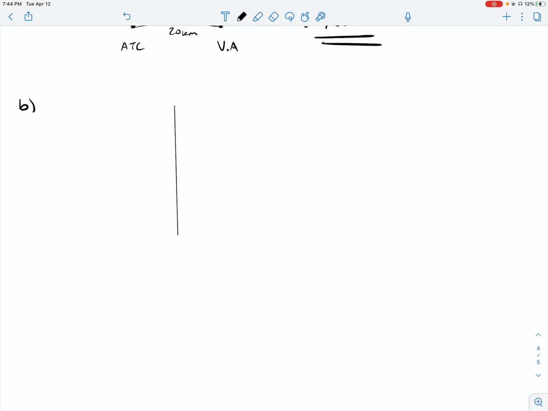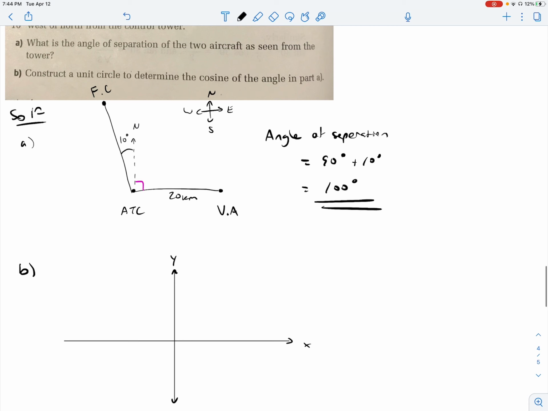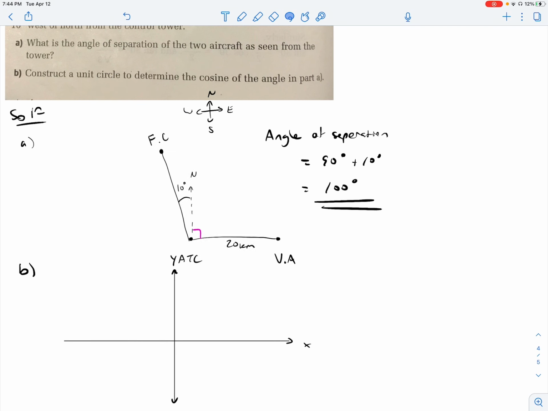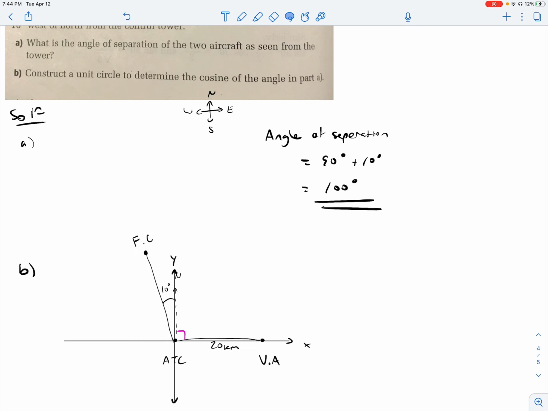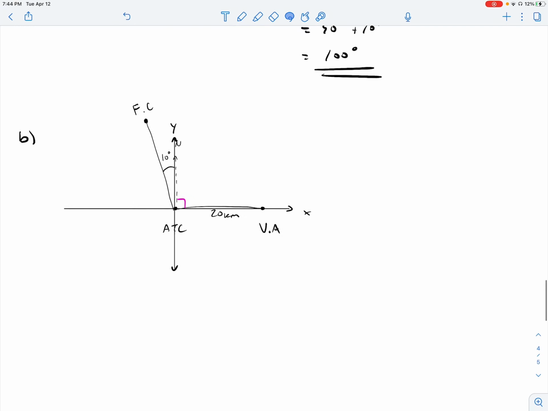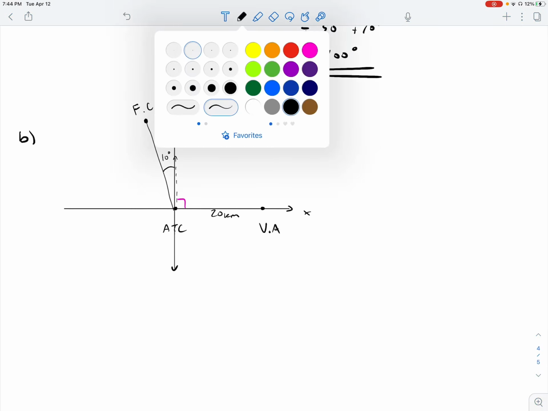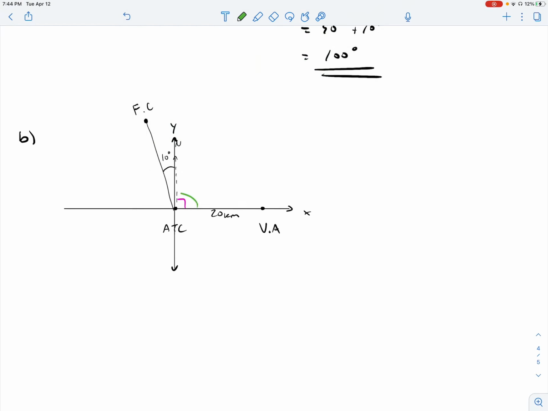So what I'm going to do to kind of make my life a little easier, you guys probably already know what I'm going to say. I'm going to copy paste this over what I drew, and I'm just going to center it. I'm going to center the air traffic controller at the origin. Okay. I'm just going to erase that piece there. Okay, there you go. So part B wants to know what is cosine of this angle.